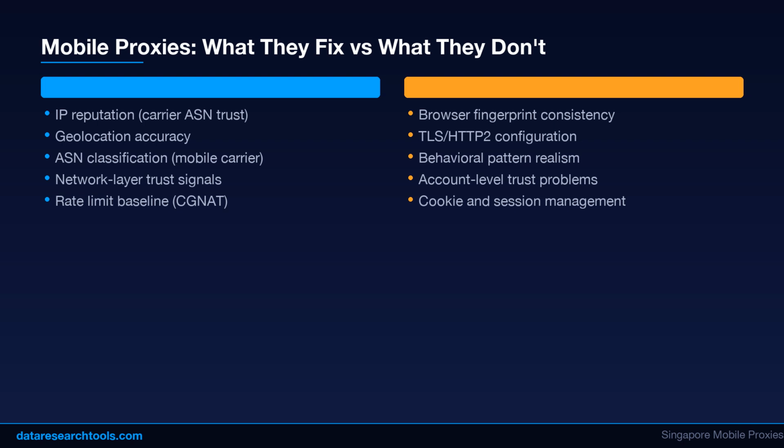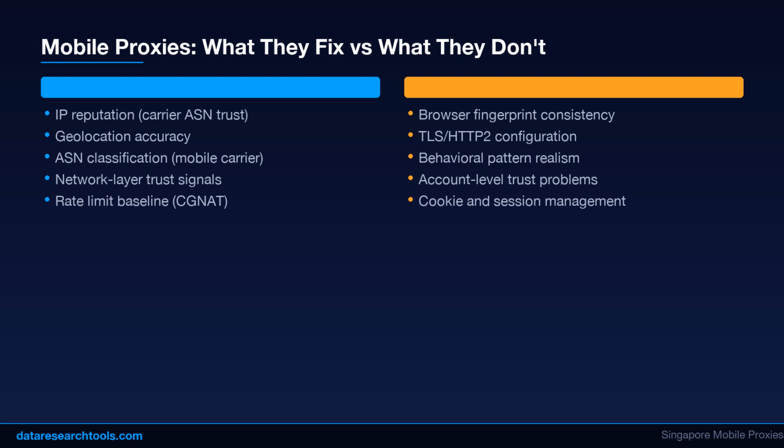Mobile proxies solve the first layer well. They don't touch the second or third. The operators who cover all three layers consistently report dramatically fewer CAPTCHAs and near zero IP bans compared to those who only address the network layer.